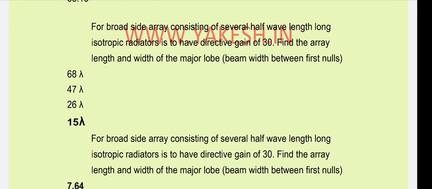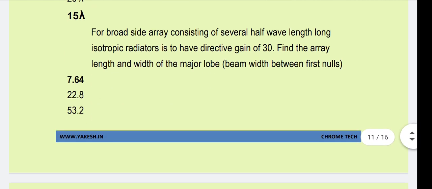Broadside array consisting of several wavelength long isotropic radiators, gain of 30. Find the array length and width of the major lobe. Option D is the correct answer, 15 lambda. Find the broadside array consisting of several wavelength long isotropic radiators. Gain is 30. Find the array length and width of the major lobe. 7.64. Option A is the correct answer.